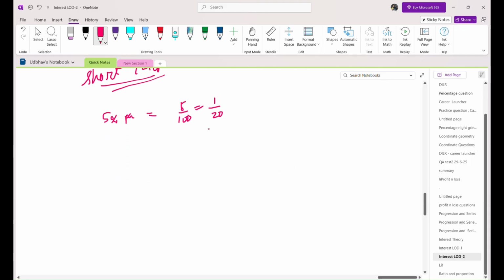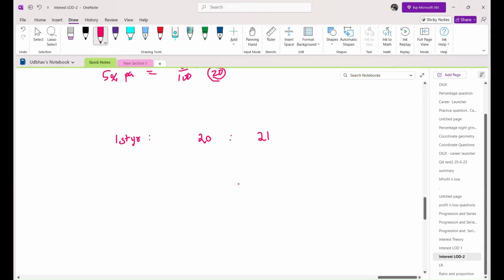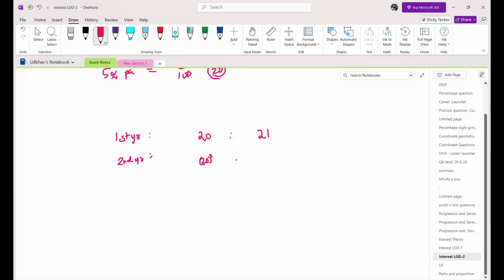So we'll take this number which we have, 20. We'll write it like 20 is to 21. Think of it like 20 is the principal of the first year, and 21 is the installment we are paying. So this is the amount we borrowed and this is the amount we have to pay. This is the installment of the first year. So for the second year, we won't write 20, 21 again, we'll write 20 square and 21 square. And this trick will only work when the interest is being calculated compoundedly. And for the third year again, we'll write it like 20 cube and 21 cube.